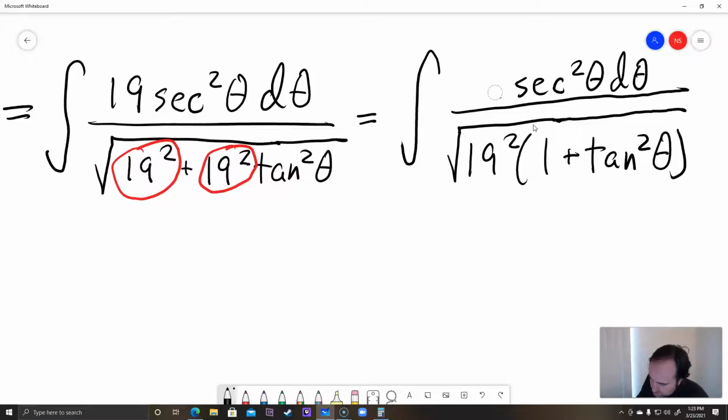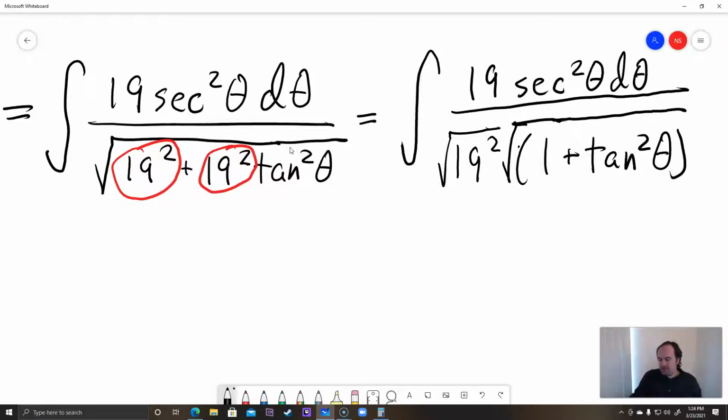Okay, and then on the top we still have 19 secant squared of theta d theta. Alright, so what happens here? Well, you can split up this square root into two parts. So we can write it as the square root of 19 squared as the first part times the square root of 1 plus tangent squared of theta for the second part. So for the square root of 19 squared, the square root and the square cancel, and we just get 19. And then we notice that there's a 19 on the top as well, so those 19s just cancel out.